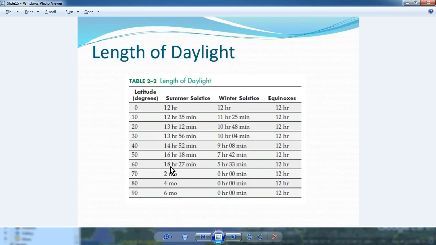Near Norway, during summer, they have 18 hours of daylight. During winter, only 5 hours of daylight. At 70 degrees north, and the North Pole is 90, there are 2 months of daylight during summer, and none during winter. At 80 degrees north, 4 months. At 90 degrees north, right at the North Pole, 6 months of daylight. During winter, there is no sun at all. Weird, right?